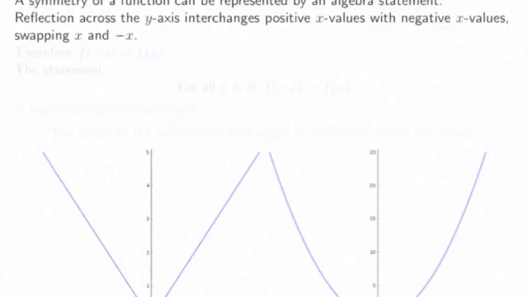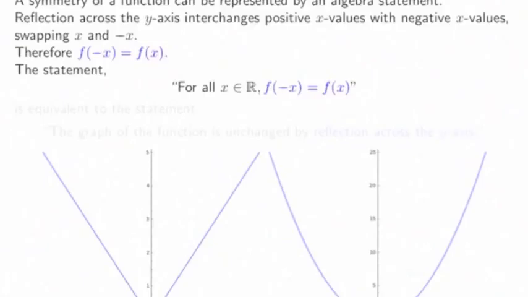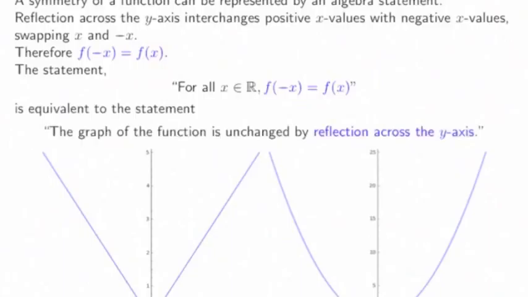A symmetry of a function can be represented by an algebraic statement. A reflection across the y-axis interchanges positive x values with negative x values, swapping x and minus x. So for these functions, f of minus x is the same as f of x. The statement, for all real numbers x, f of minus x equals f of x, is equivalent to the statement: the graph of the function is unchanged by reflection across the y-axis.